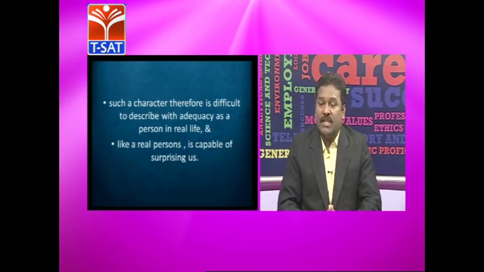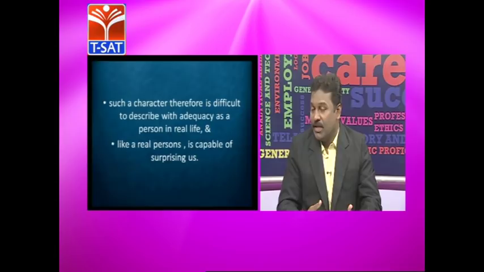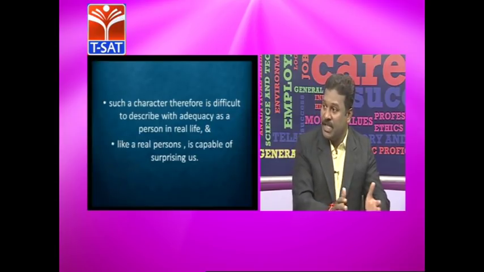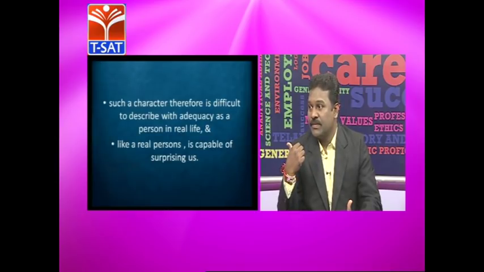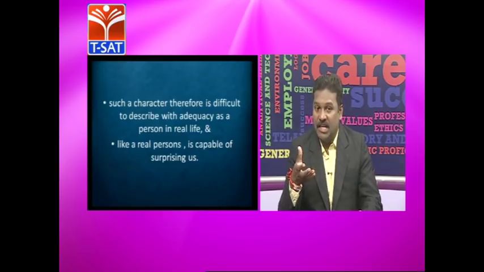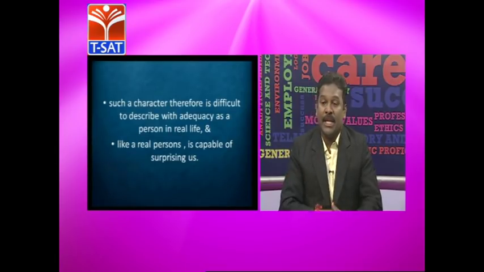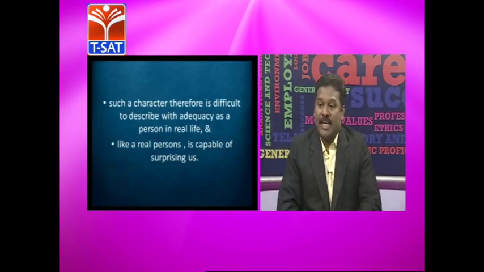Then such round characters are therefore difficult to describe with adequacy as a person in real life. That is, it is difficult to define these round characters, because they are complex in nature. We cannot say. In day to day life you come across people who behave differently at different times, which is difficult. So it is like that. Literature has come from life, drama has come from literature. That is the link. So whatever we see on stage is nothing but a representation of what we see in our life. Playwrights observe people seriously with deep observation, then they present it in their plays. That's why we find similarities. And like real persons, it is capable of surprising us. The characters may surprise too, because they are nothing but reproductions of lively characters in our life.